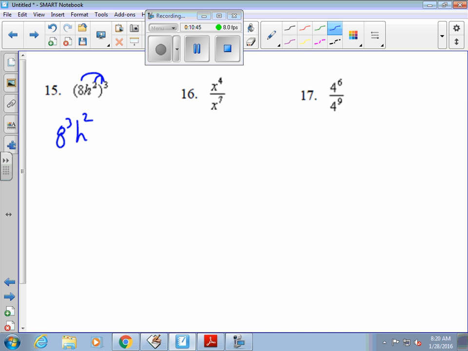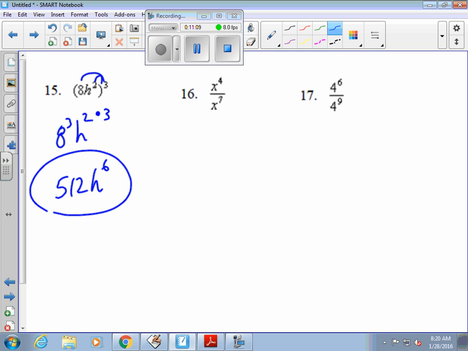When you raise a power to a power, you multiply the exponents. So unlike when you're multiplying same bases, instead of adding 2 plus 3, we're multiplying 2 times 3. So 8 to the third, again, you can use your chart, it makes it a little bit faster, is 512. And h to the 2 times 3 is h to the 6th.